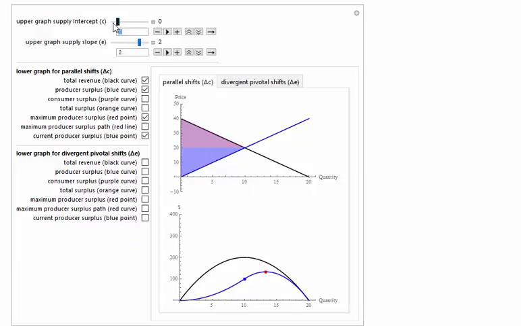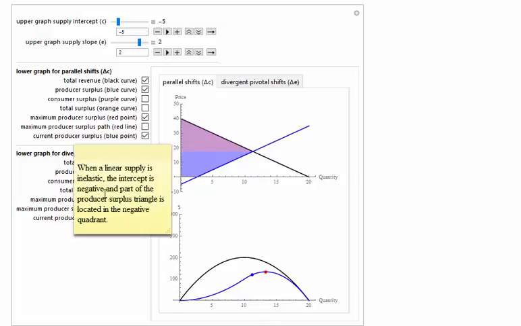Also notice that when we have a negative intercept, we don't count the area of this big triangle that's below the intercept, because we assume you don't charge a price below 0. So with a linear supply curve and a negative intercept, part of the triangle is in this lower, negative quadrant, and that does not count.